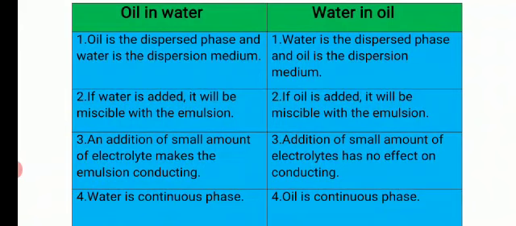Now the second point, oil in water. If the emulsion is formed with oil in a smaller proportion and water in a greater proportion, and water is added to it, it will be miscible with the emulsion. If water is added to oil in water, it will be miscible with the emulsion. And second, in water in oil, if oil is added, it will be miscible with the emulsion. Understood, guys? If water is the dispersion medium and water is added, then it will be miscible.